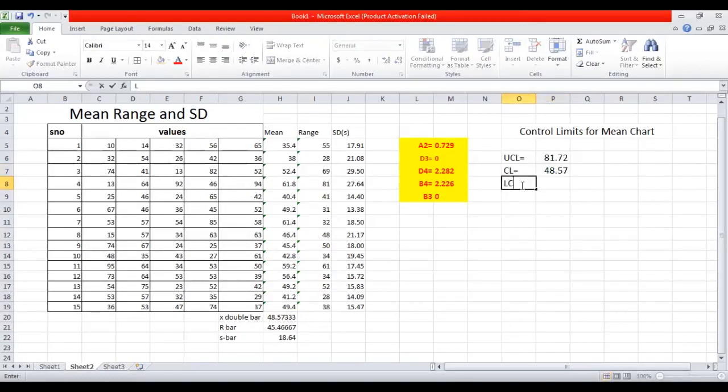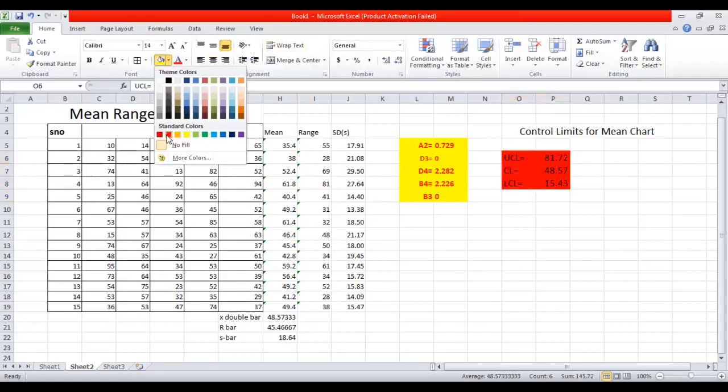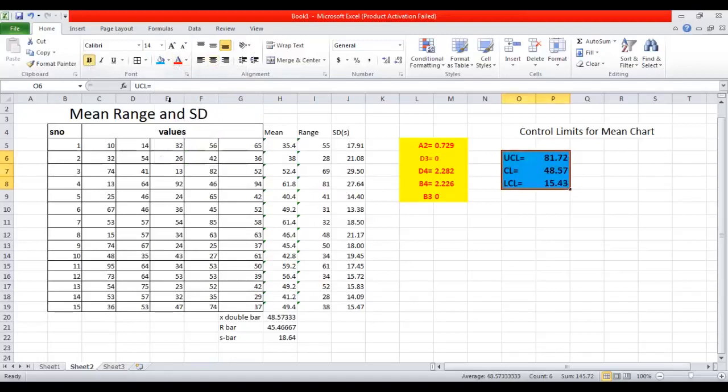Next LCL. So LCL of x bar chart is x double bar minus A2 R bar. So equals to x double bar minus A2 into R bar. A2 into, this is the R bar value. So we got the UCL, CL and LCL values. So these are the UCL, CL and LCL values of the mean chart. We are going to use these to find the control limits of the mean chart.